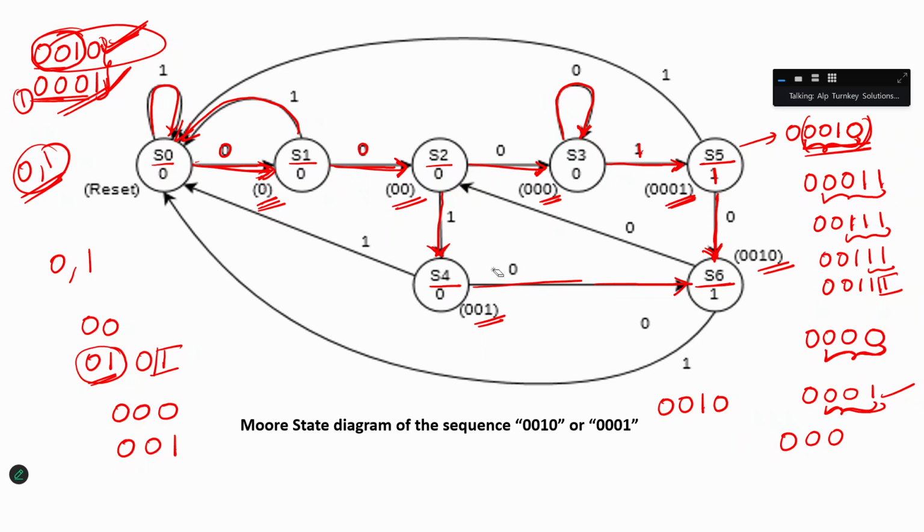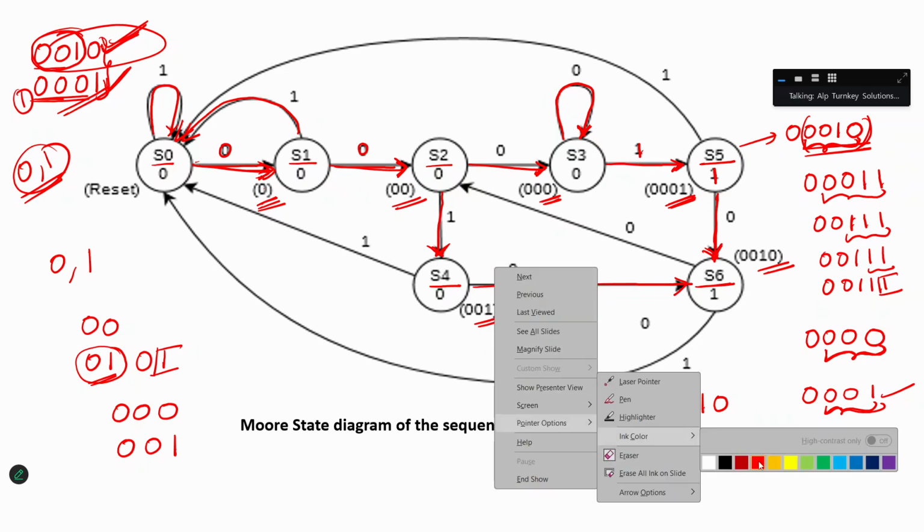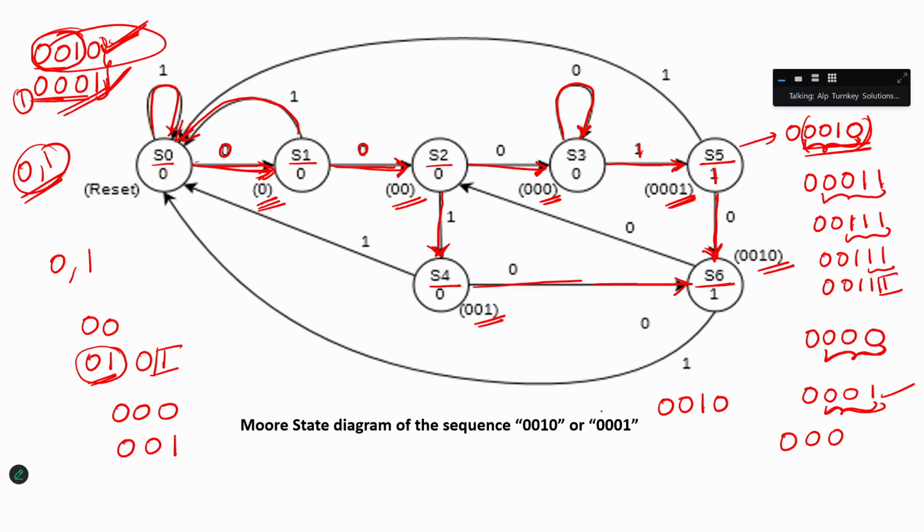If I make any mistake, please tell me so that I will correct. Okay, see here. Next, what is my sequence? 0, 0, 1, 1. So I need to check for 3 cases. Is 0, 1, 1 matching anywhere? No, not matching. Next, 0, 0, 1, 1, I need to see for 2 cases. Is it matching anywhere?